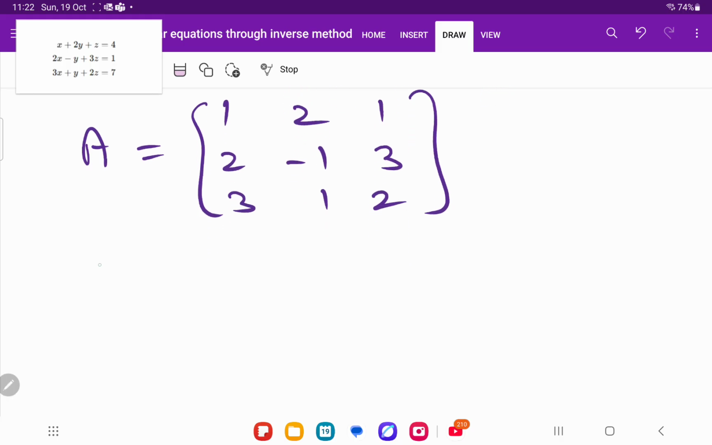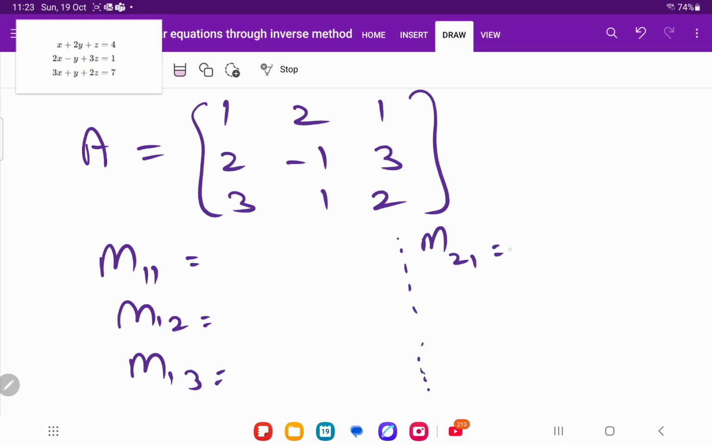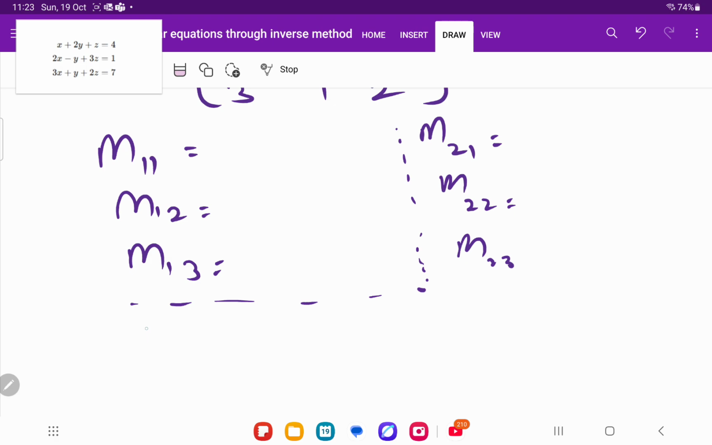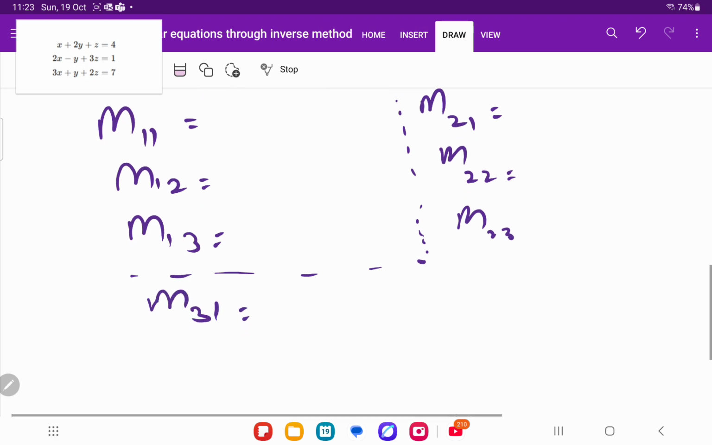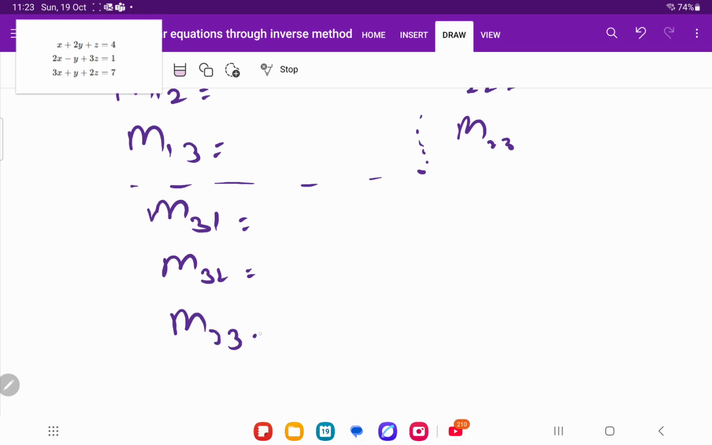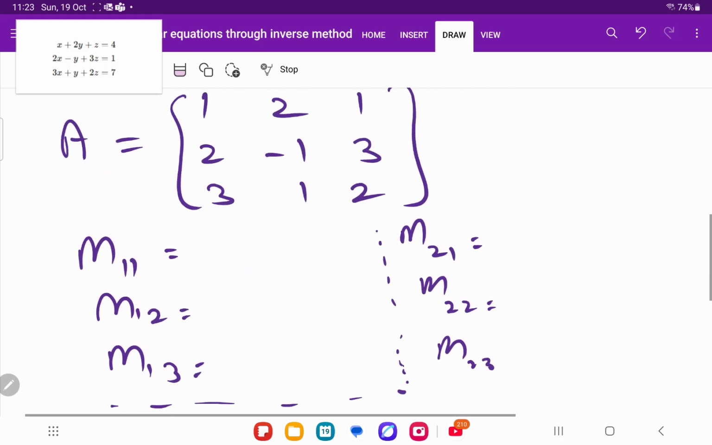To get the minors, we need M11, M12, M13, and then we have M21, M22, M23, and lastly we will have M31, M32, and M33. First of all, using the matrix, we will be calculating M11.